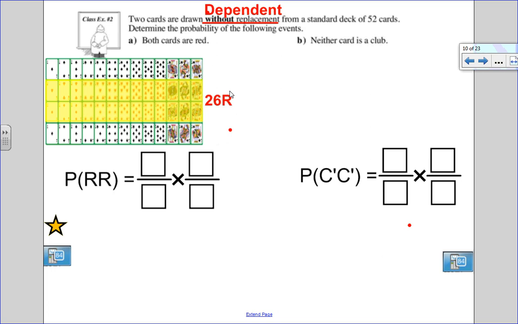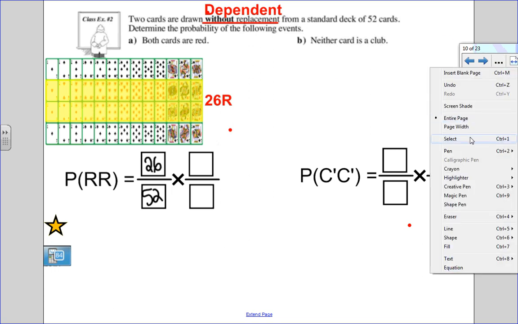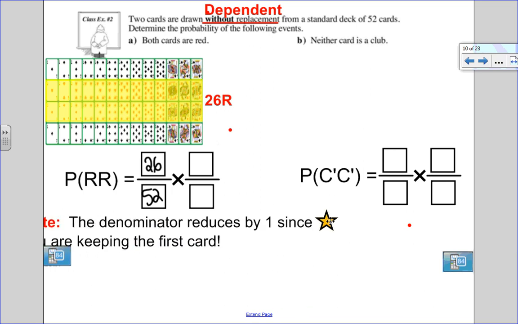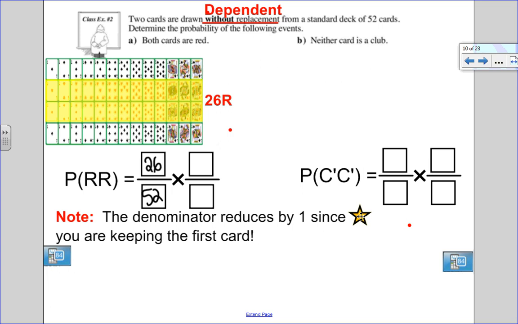So I'm going to look at the first card being a red. There are 26 cards in the deck that are red out of a total of 52 cards in the deck. Now I am not replacing that first card. I'm holding on to it. So my denominator has to reduce by 1 since I'm keeping that first card.